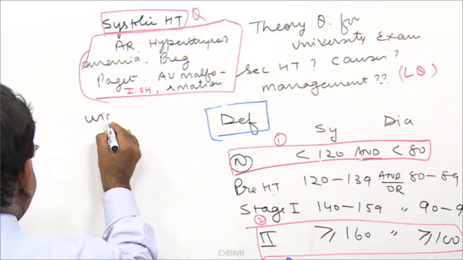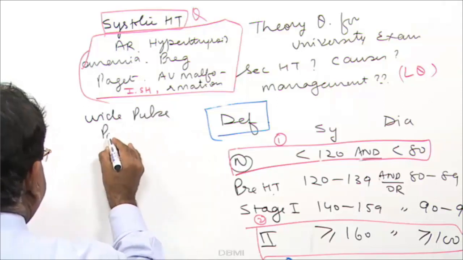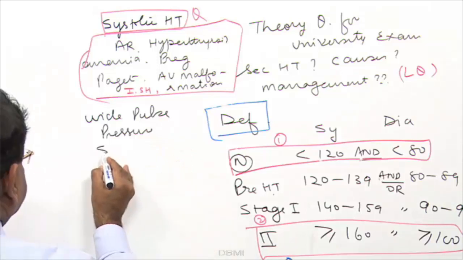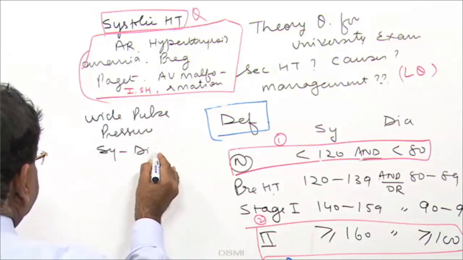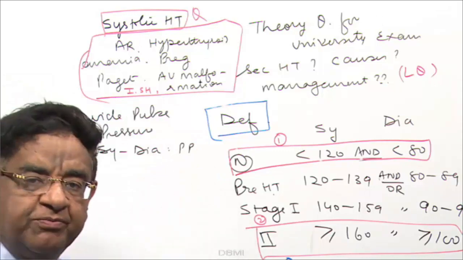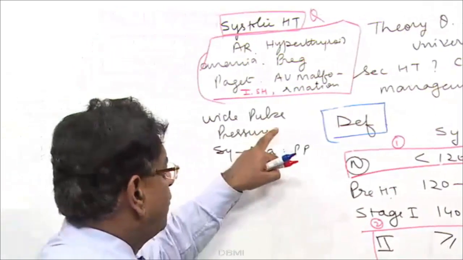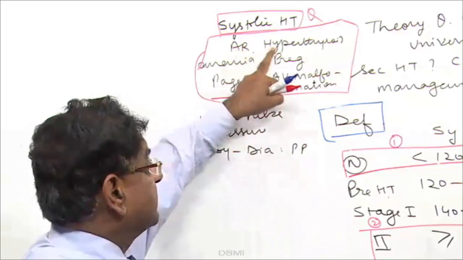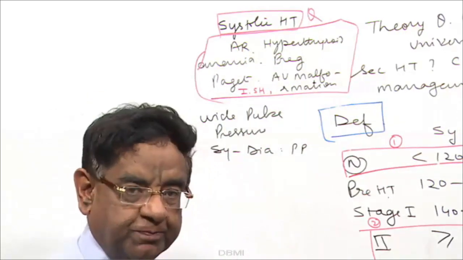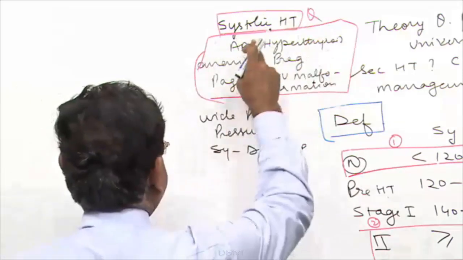So in these cases, pulse pressure will be wide. What is pulse pressure? All of you know, systolic minus diastolic is pulse pressure. So if they ask you a question, maybe viva or MCQ or theory, cause of wide pulse pressure, the answer remains the same. All these will be having wide pulse pressure.